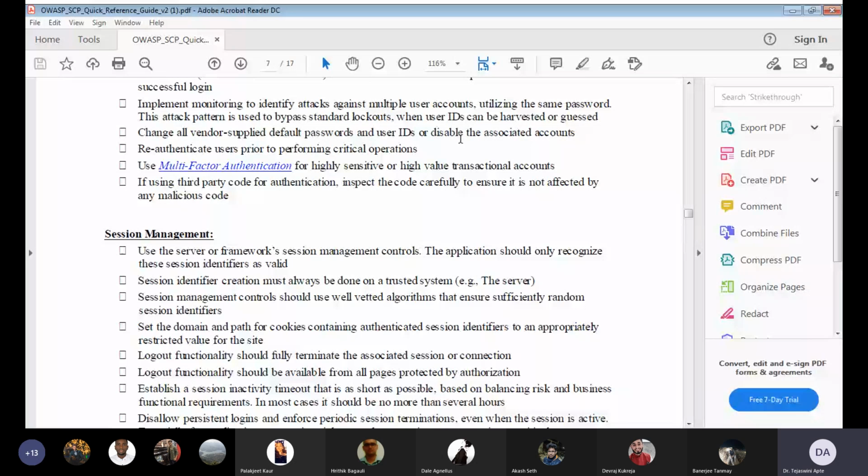Okay. Now the important thing you need to understand is session management. Before I go into detail about session management, can I get to know what a session is? Can anyone tell me what a session is?